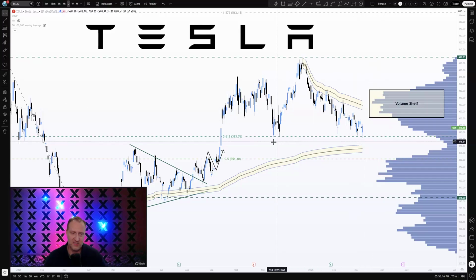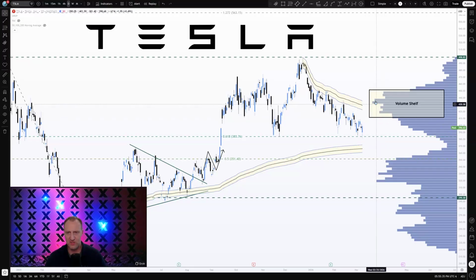I think this is pretty interesting. You can see here that the 618 fib level has been hit 1, 2, 3, 4, 5 times around that 383, 380 level. So that is an important area of resistance. If we drop below that, I imagine we're probably going to get pretty close to this 366, but we could just bounce off here and go higher.